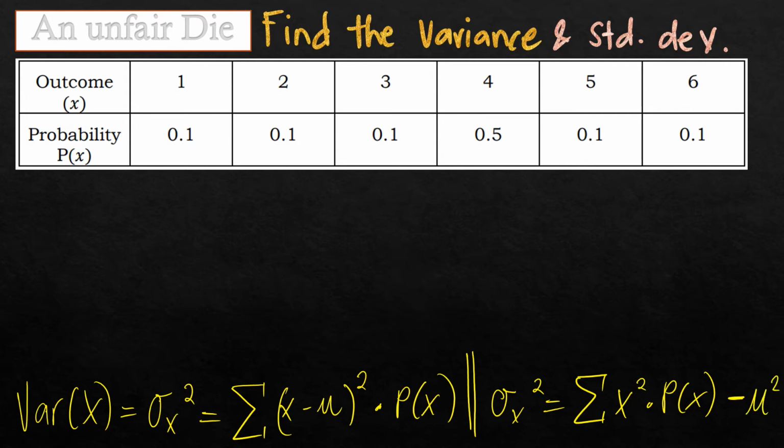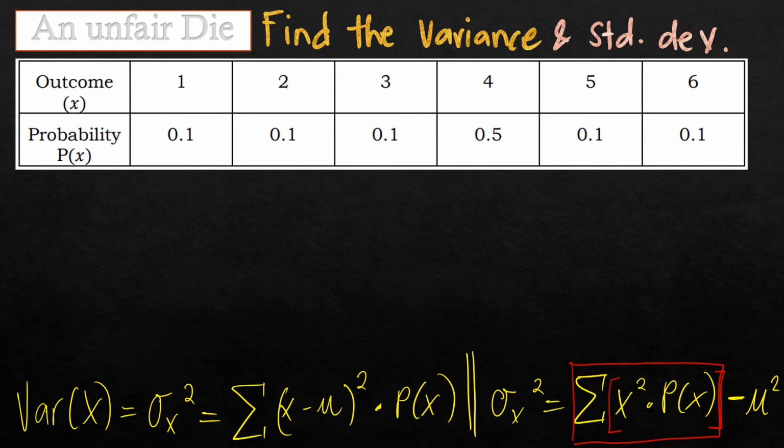This means we will solve this first, and we will put it in parentheses. Alright, so we solve first the quantity x squared times p of x. And then after that we add that quantity, then the result we subtract mu squared. So we are going to use this formula in finding the variance here. Now let us start solving.